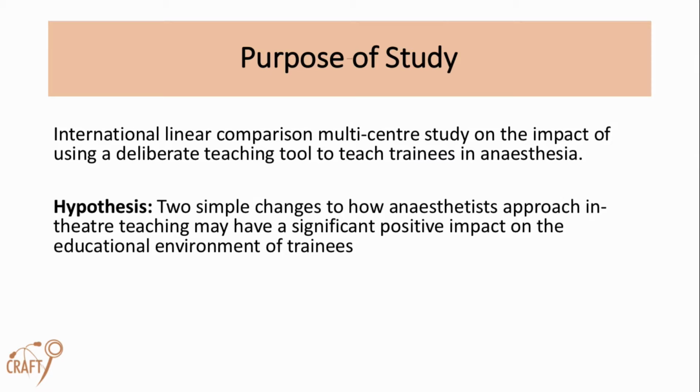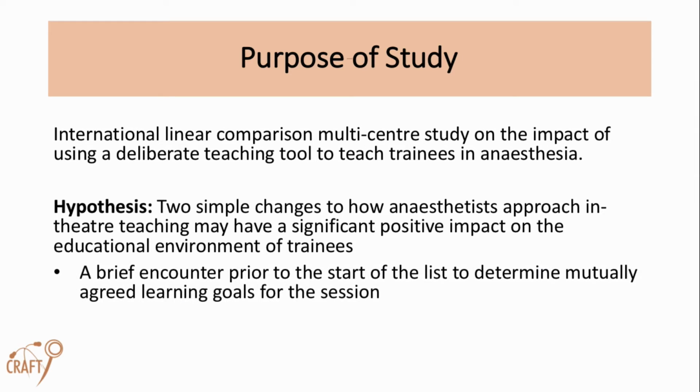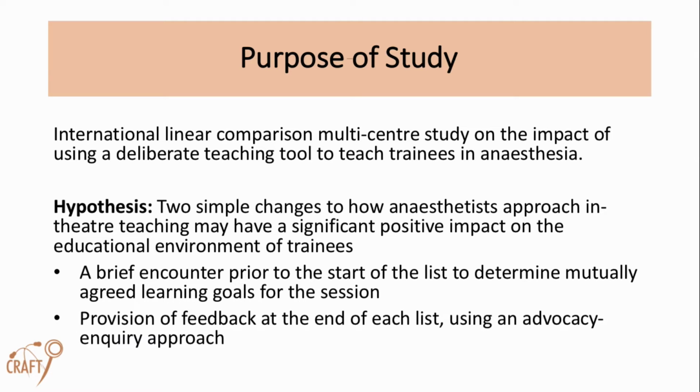We think that two simple changes to how we teach may have significant positive impact on the educational environment of trainees. These changes are determining mutually agreed learning goals prior to the start of a list and giving feedback at the end of each list. Now, there are a few phrases here that may not be familiar to everyone, such as deliberate teaching tools, educational environment, and advocacy inquiry. I will explain what these mean as we proceed with the presentation.